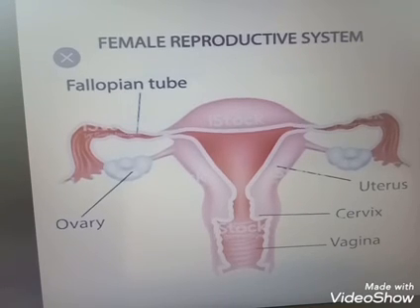The endometrium plays an important role in reproduction. It undergoes cyclical changes during the menstrual cycle.